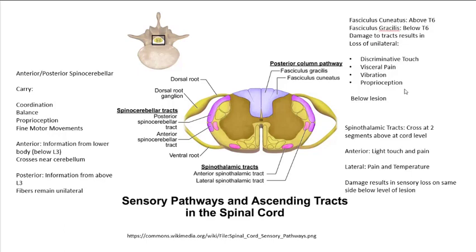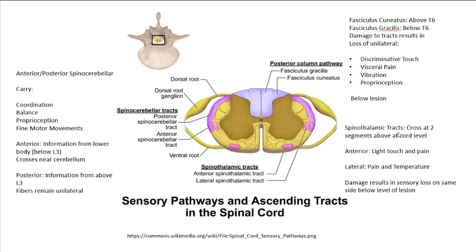Visceral pain, of course, is your organ pain, like your heart attack pain, gallbladder pain, bladder pain, and kidney pain, and so on. Vibration is vibration. Proprioception is joint position in space. So these tracts are going to carry all of that information. So if there's damage to these tracts, you're going to get loss of unilateral sensory information, this information below the lesion. So those are the dorsal column pathway tracts.